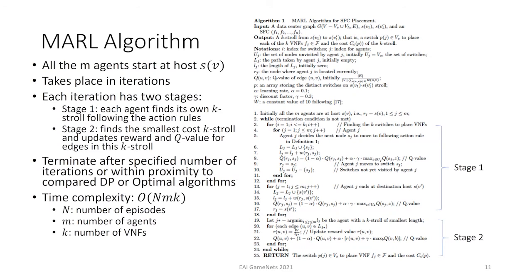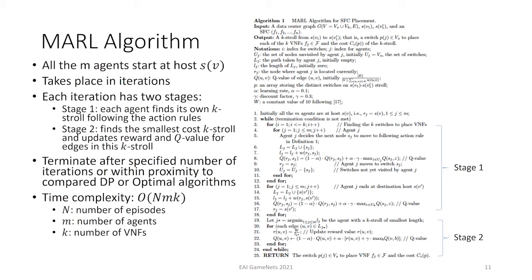This is our MARL algorithm. There are M agents, all of whom start at host S of V. The algorithm takes place in iterations, and each iteration has 2 stages. In the first stage, each agent finds its own k-Stroll following the action selection rule. In the second stage, after each agent has found a k-Stroll, we find the k-Stroll with the smallest cost, and update the rewards and the Q values for all the edges in this k-Stroll.